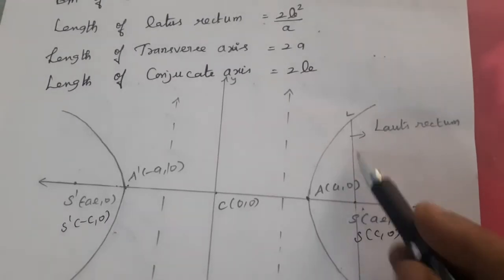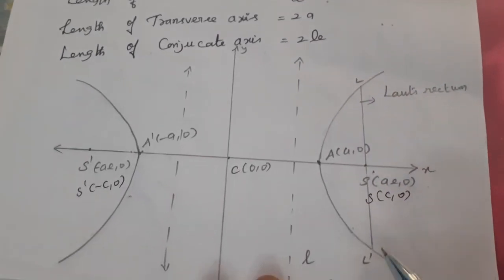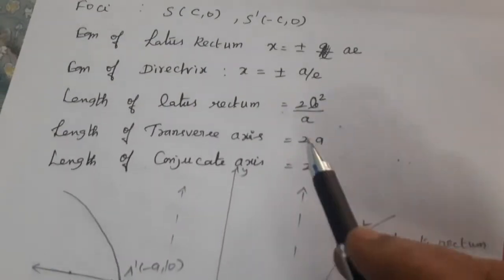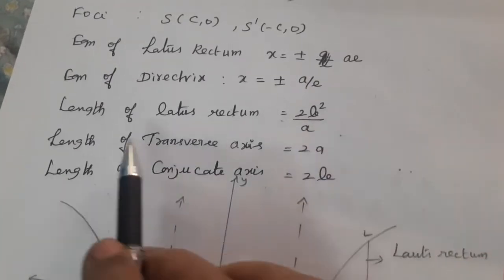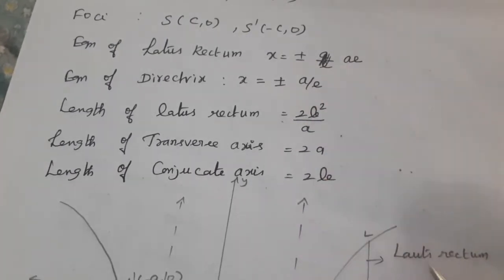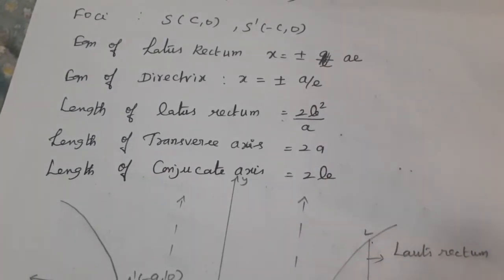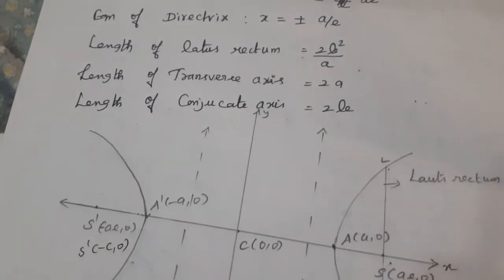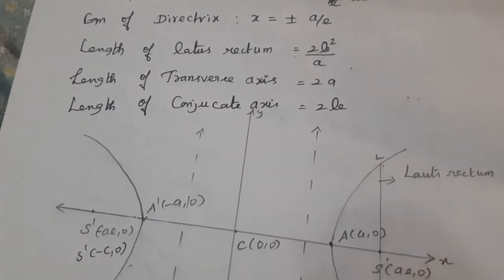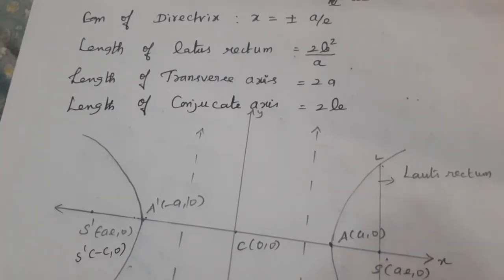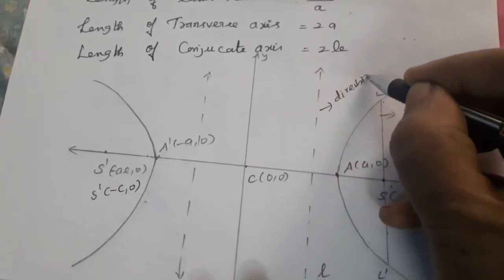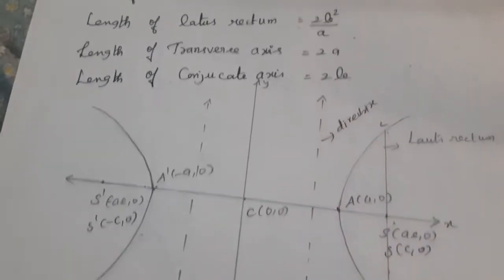Next, the latus rectum. The latus rectum passes through the focus. L L dash is the latus rectum, and its length is 2b square by A. The equation of the latus rectum is x is equal to plus or minus AE. The latus rectum always passes through the focus. These two lines are the directrix, D-I-R-E-C-T-R-I-X. What is the equation of the directrix?